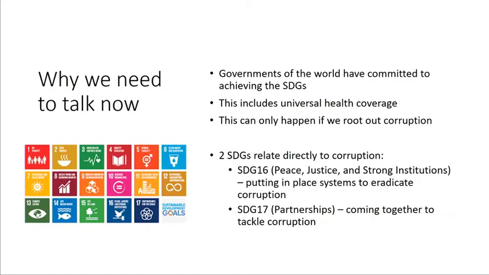So clearly related to achievement of SDG 3.8, but also the corruption is related to two of the other SDGs, SDG 16, which is about peace, justice and strong institutions. We need to have systems in place to eradicate corruption. And SDG 17, partnerships, because we need people to come together across a range of different sectors to tackle corruption. So the SDGs should be a driving force behind our efforts to tackle corruption.